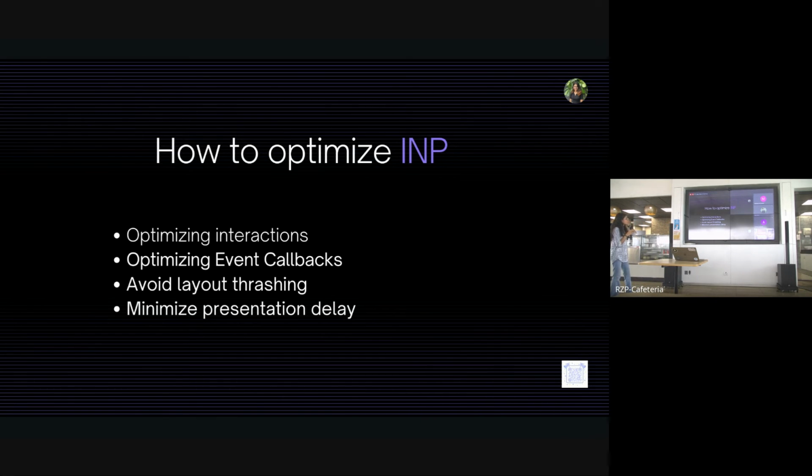First, we'll talk about input delay, which everyone knows, and how to reduce it by optimizing interactions. The second part is how we can optimize event callbacks, which is basically the processing time: how your JavaScript gets loaded and how you get the output. Finally, when things render on the screen, the presentation time can also be fixed. In the last two points we'll learn how to avoid layout thrashing and how to minimize presentation delay. So let's see each of them.